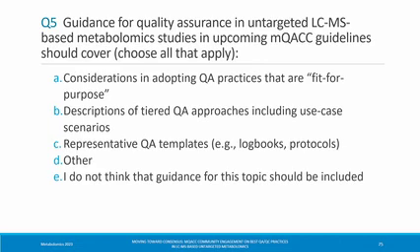So guidance for quality assurance and untargeted LCMS-based metabolomic studies in upcoming mQACC guidelines should cover, and this is another infamous choose all that apply. Hopefully that's true. I'm seeing thumbs up, so I think that's true. Considerations in adopting QA practices that are fit for purpose is A. Descriptions of tiered QA approaches including use case scenarios, B. Representative QA templates like logbooks and protocols, C. D is other, or E. You don't think this topic should be included.